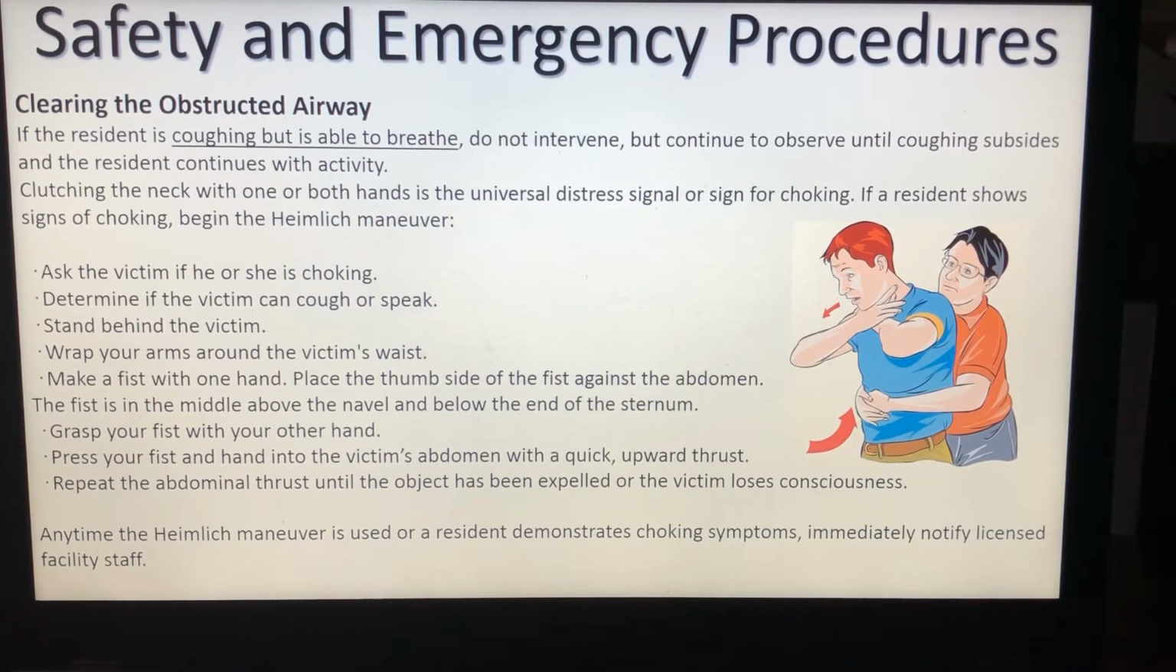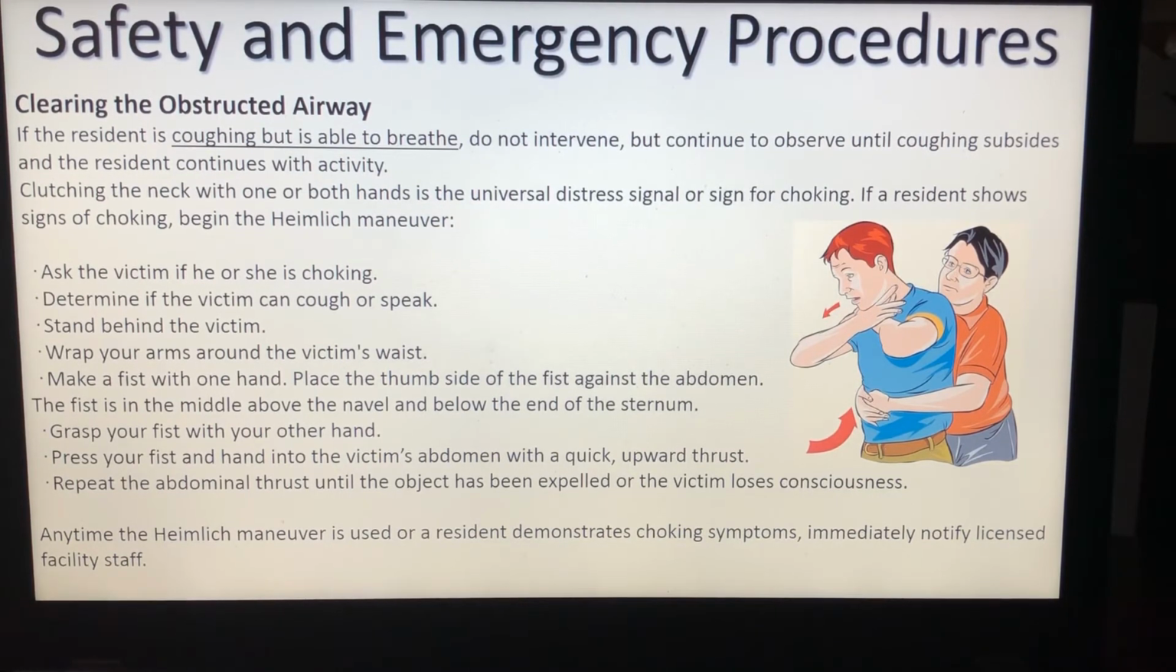So, clearing an obstructed airway. If the resident is coughing but is able to breathe, we do not do the Heimlich maneuver. That person is still attempting to clear their own airway. If they're coughing, then the best shot they have of getting whatever is lodged in there out is their own body coughing it out. We do not want to intervene. Once they are no longer coughing and they're silent and they're doing the traditional signal that they are choking, that is when we would intervene.